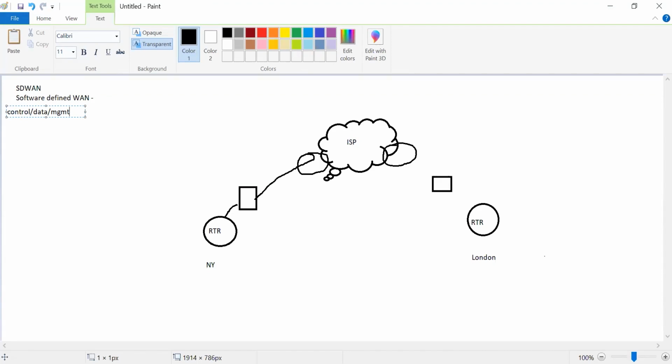Amit, if you can just brief us about why we make these planes different. Yes. Earlier, we were having everything on the same router. So why are we doing this?